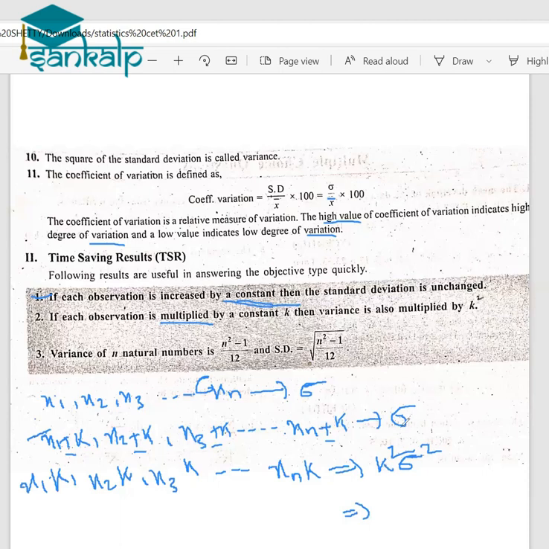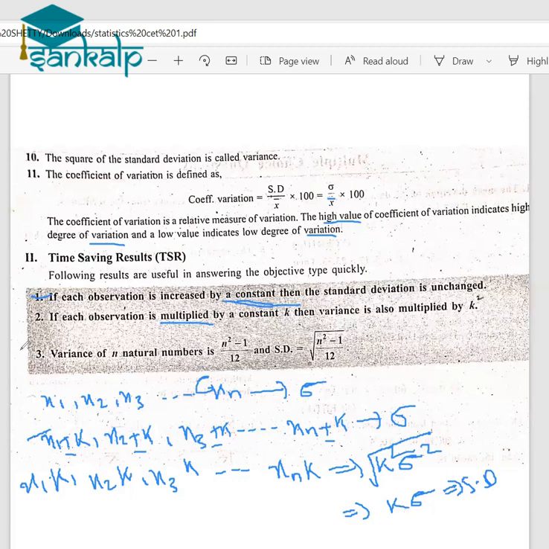And the standard deviation, denoted by sigma, will only get multiplied by k, because the square root of this will give us SD. So if each observation is multiplied by a constant k, then the variance is also multiplied by k square, so we get k square sigma square. In terms of standard deviation, it will get multiplied by k. So these are the two very important results which we will be using to solve examples.